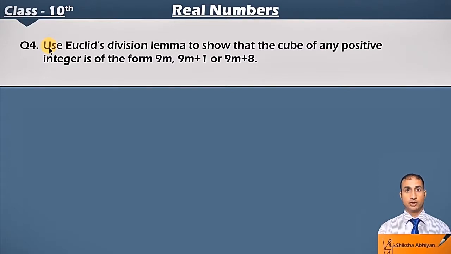Student, see question. Use Euclid's division lemma to show that the cube of any positive integer is of the form 9m, 9m plus 1 or 9m plus 8.